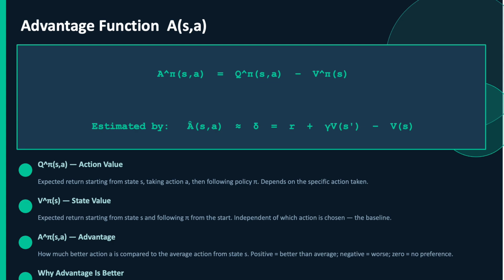In practice, we estimate the advantage with the TD error delta. It is an approximate but computationally cheap estimate of A that requires no separate Q function.